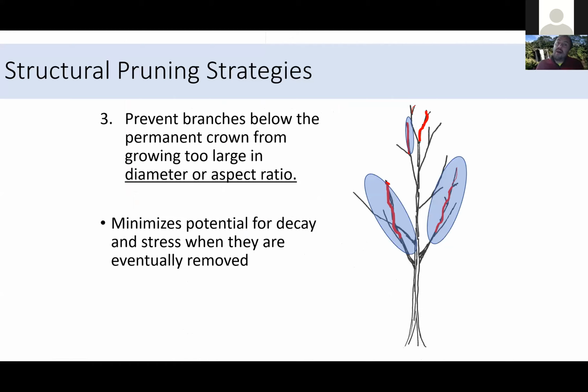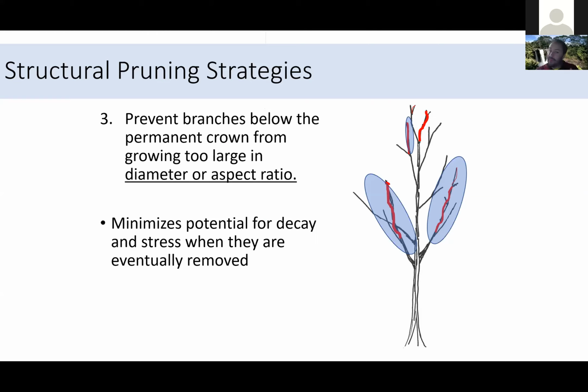So as part of that, we're going to prevent branches below the permanent crown from growing too large in their diameter, or aspect ratio. And aspect ratio is a fancy term that I might not have defined, which simply means a branch's relative size compared to its parent branch, right? So we want to keep branches small in diameter so they don't develop heartwood, because we're going to be removing them one day and we don't want heartwood in them when we remove them. So we're going to be pruning them to keep those lower branches growing slowly, so we can remove them safely one day. We don't expose heartwood when we remove them.